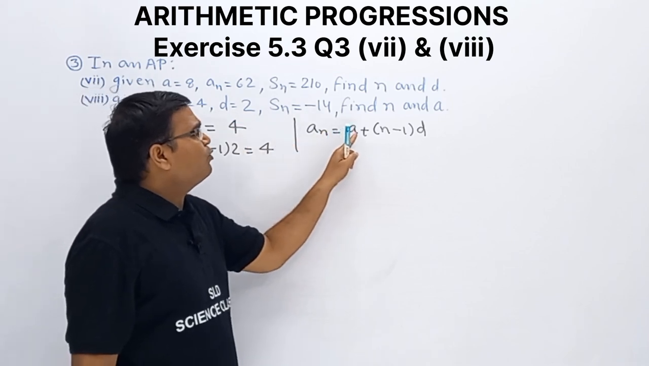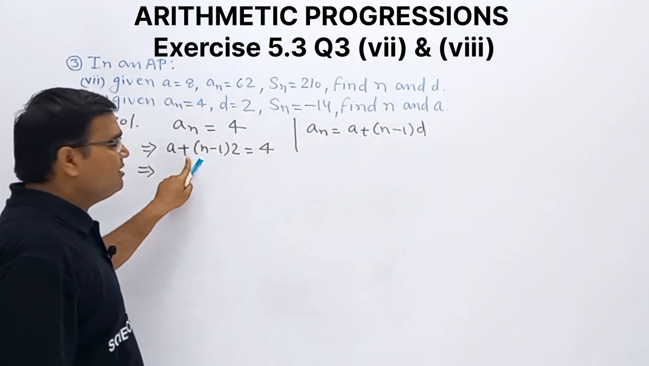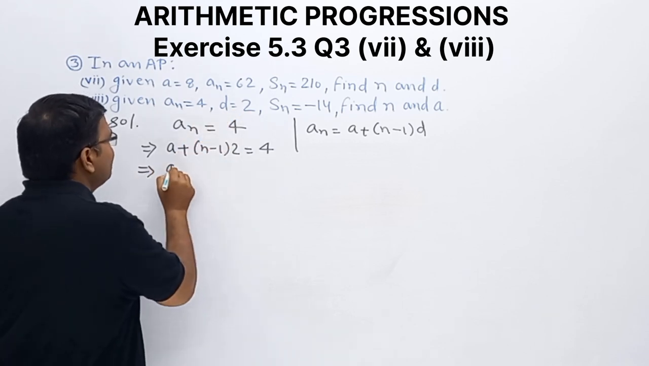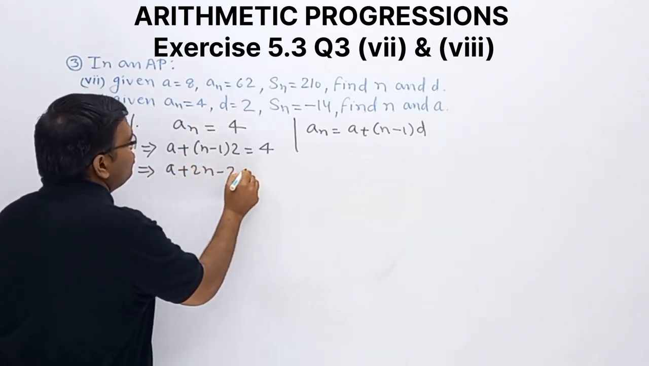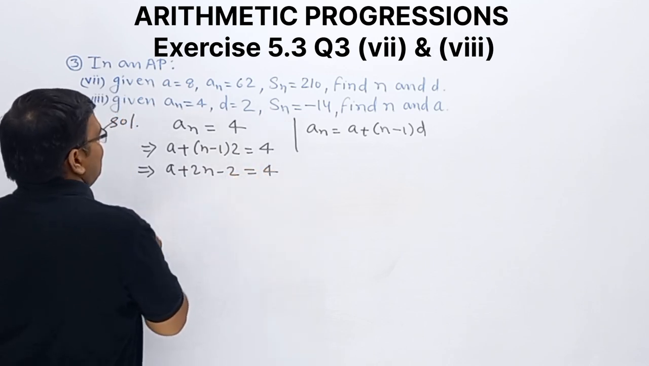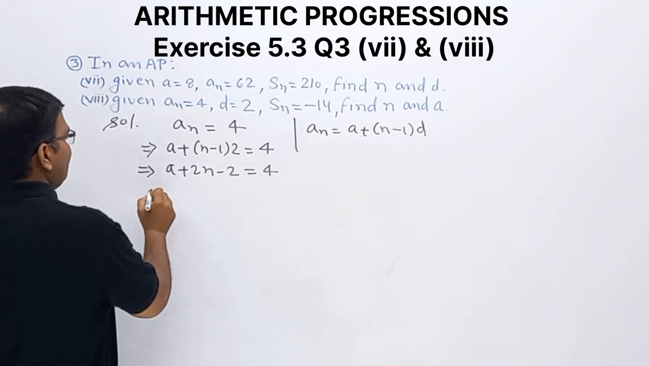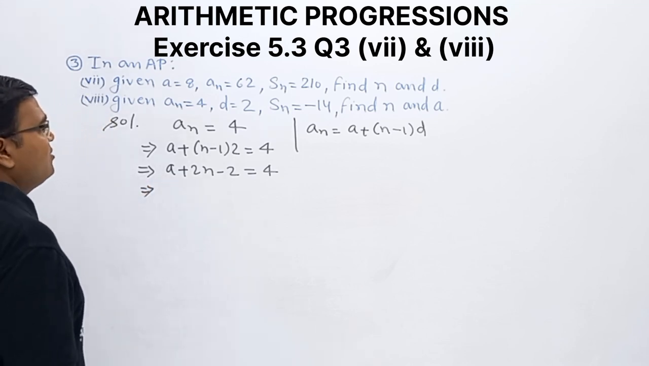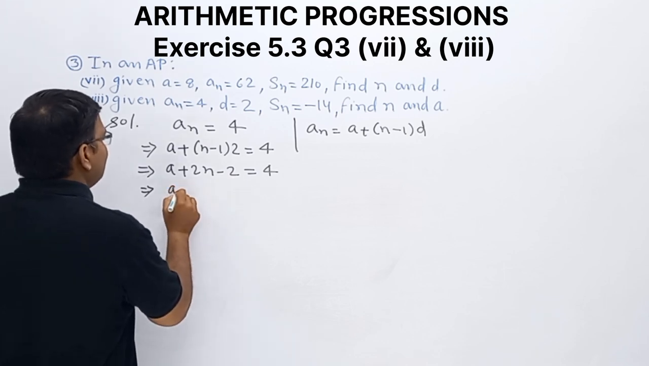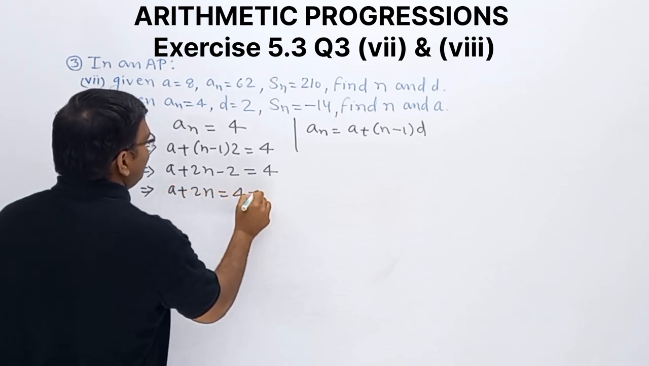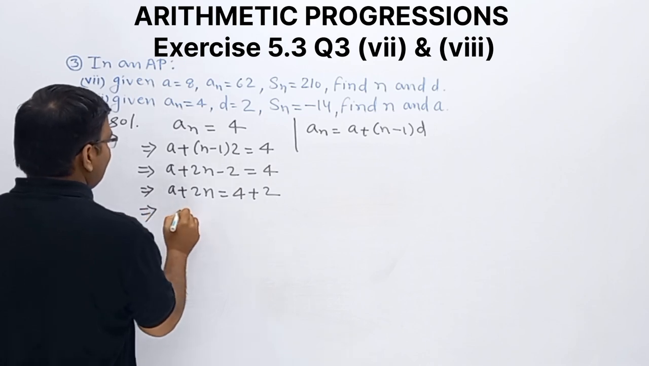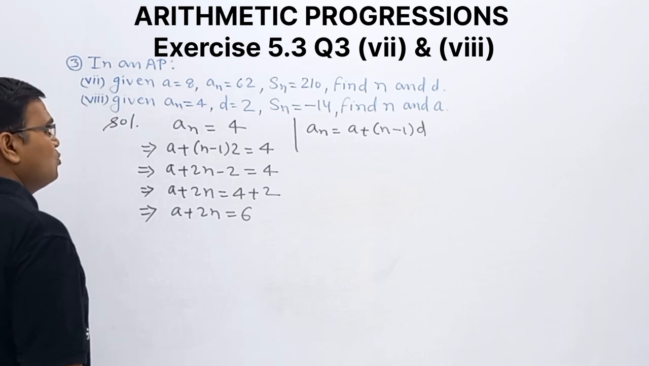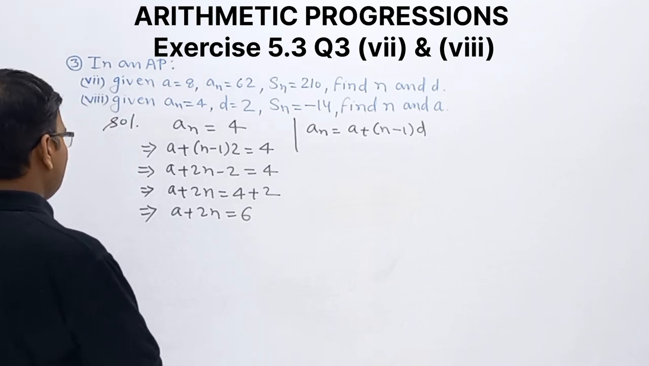An equal to 4 we are having. The nth term of an AP formula is A plus n minus 1 into D. I am writing it in place of An, and the D value I am putting, D equal to 2. Solve. A plus 2n minus 2 equal to 4. So this can be written as A plus 2n equal to 4 plus 2. Finally we are getting A plus 2n equal to 6.